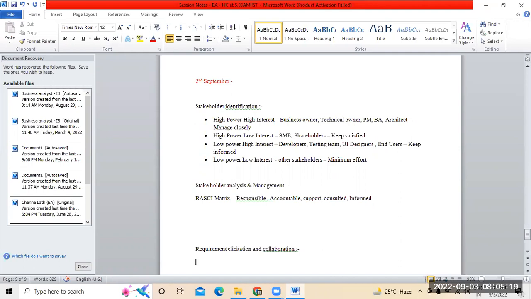The second is requirement elicitation and collaboration. In connection with that, how are you going to elicit and collaborate on the requirements? For example, if I am a business analyst or a team, we need to collect the requirements from the stakeholders, or we need to interact with them. So this must be a continuous process. How do you do that?